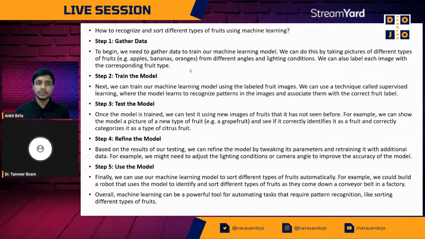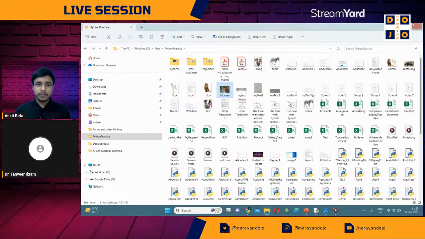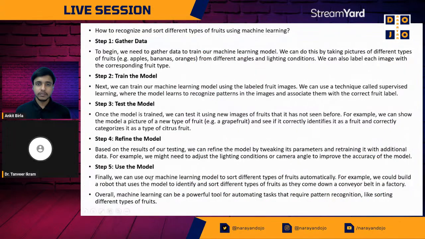Refine the model based on the results of our testing. We can refine the model by tweaking its parameters and retraining it with additional data. For example, we might need to adjust the lighting conditions or camera angle to improve the accuracy of the model. Suppose the computer is not able to identify the fruits, we have to give more data, more images, more clear conditions to the computer. Use the model. Once we find our model is working, then we will be able to finally use our model for final outcomes.